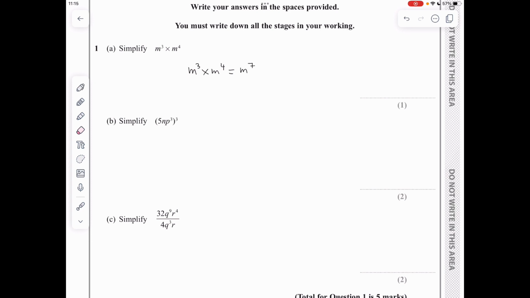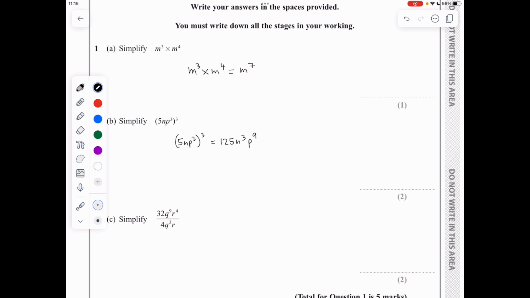In b, we need to simplify 5np cubed all raised to the power of 3. So we know that since everything is in the bracket, then we need to do 5 to the power of 3, which is 5 times 5 times 5, which is 125. Then it's going to be n cubed. And finally, p cubed to the power of 3. I will multiply the indices together. 3 times 3 is 9, so this will be 125 n cubed p to the power of 9.